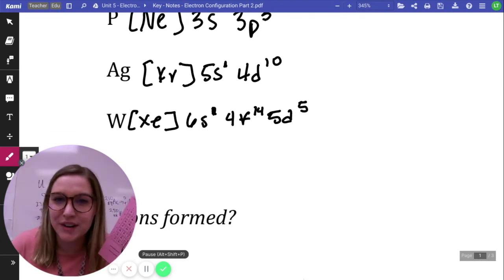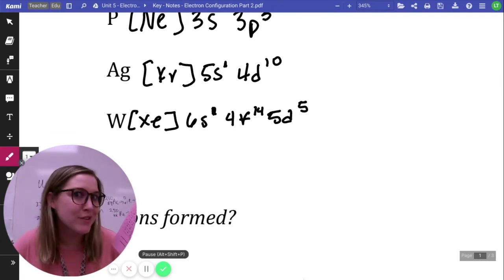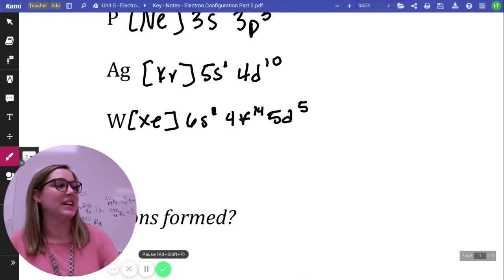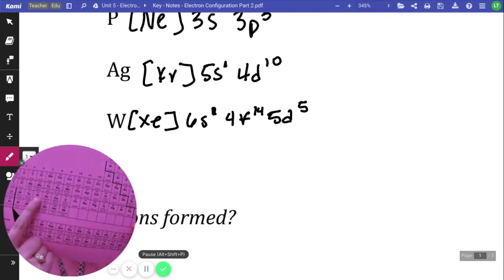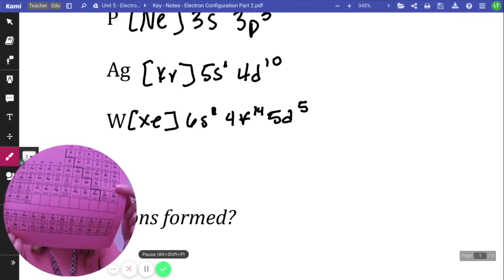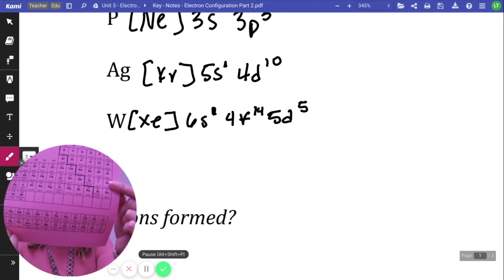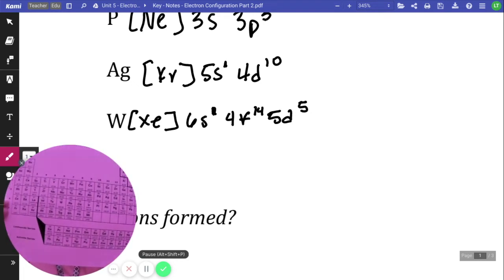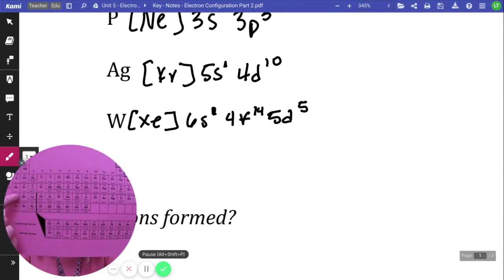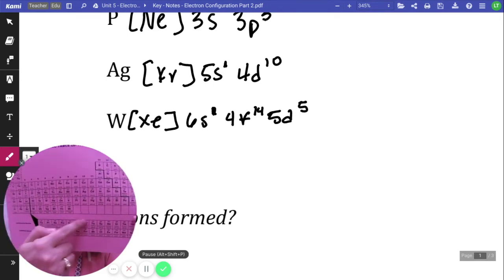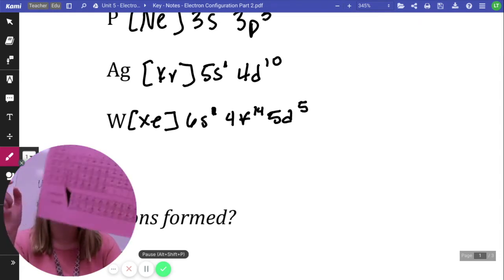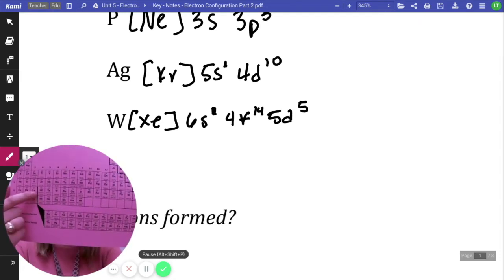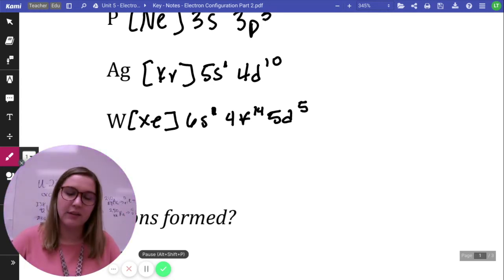Did you remember that tungsten is one of our exceptions that we just talked about? Hopefully you did. All right, so tungsten is right here in our d orbital. So our last passed gas from tungsten is over here, Xe. So put Xe in brackets and then start from there. We get 6s2, 4f14 because of our f orbital there. And then 6s1, and then 5d5 because of that. Electron moves from the s orbital to the d orbital.